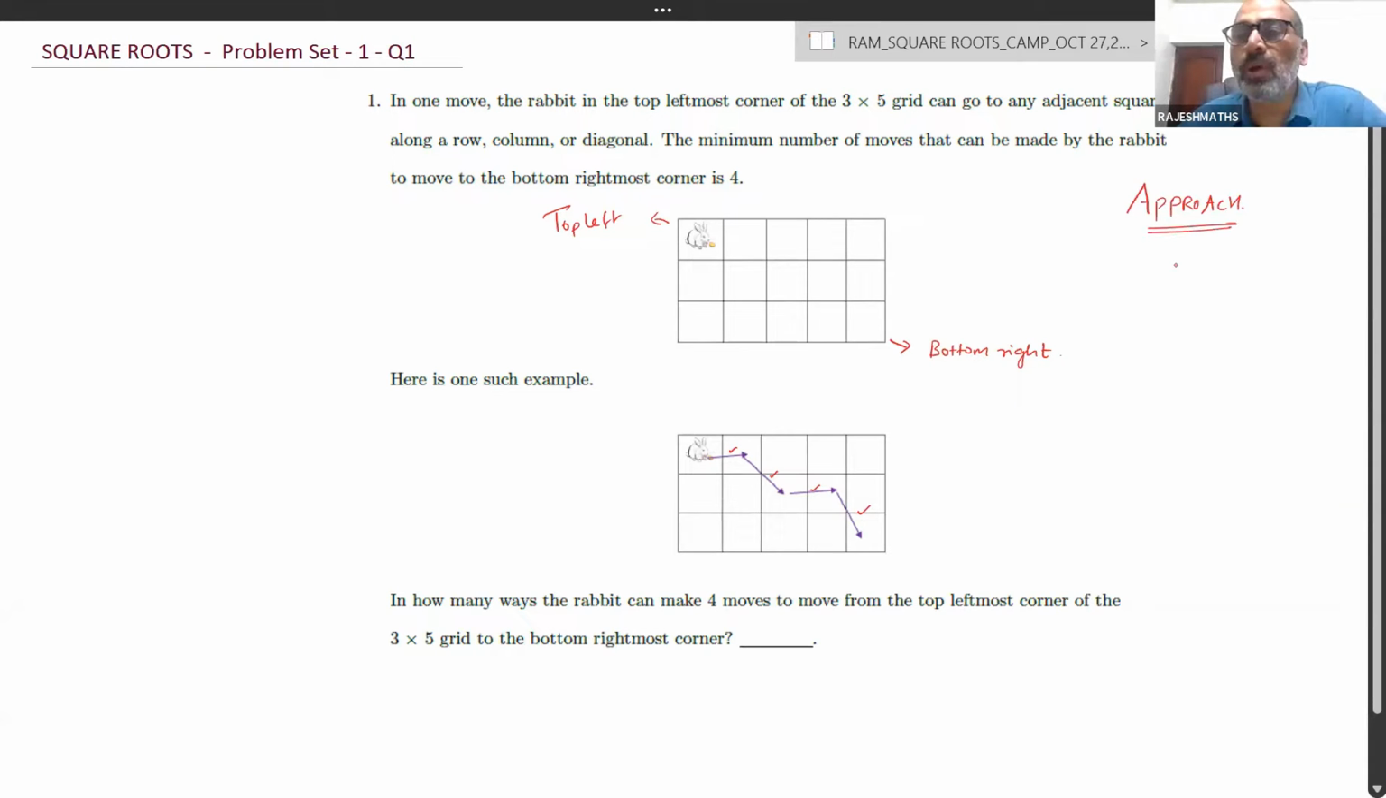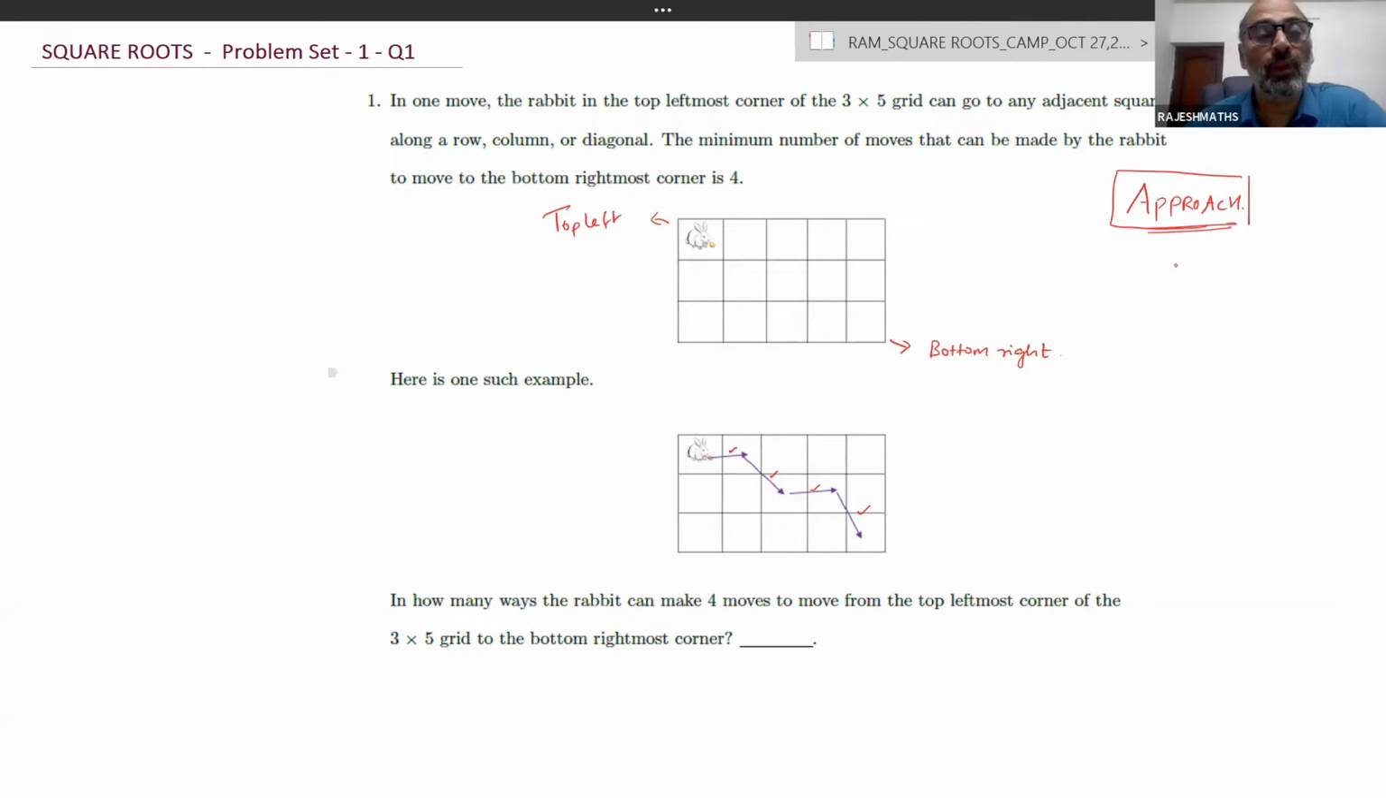The approach is more important. Suppose it is something like a 6x10. Will you be drawing? This one has a very small answer like 8, so you can even draw the paths and get it. But if it is something like 80, will you be drawing all the paths? So the approach is very, very important. I'm going to tell you about that.